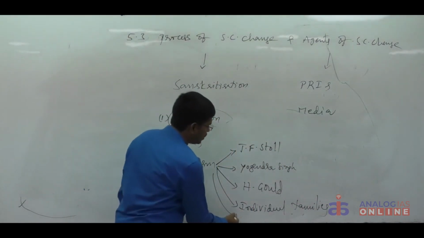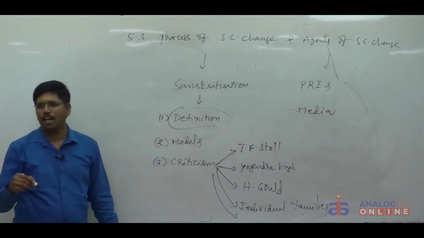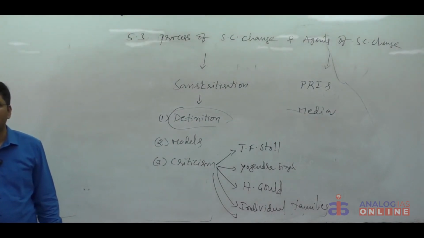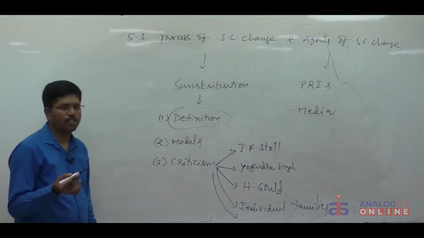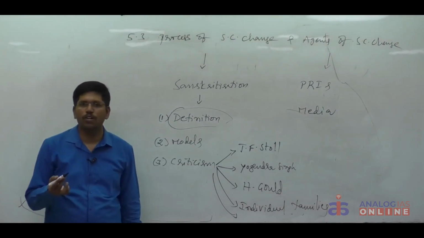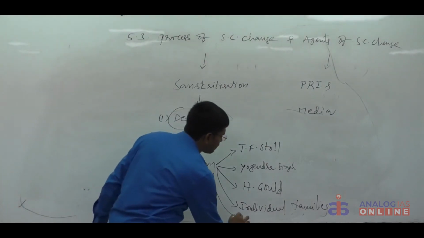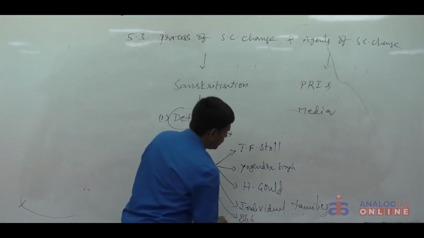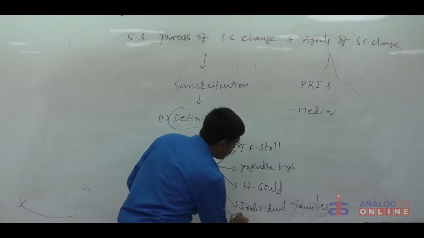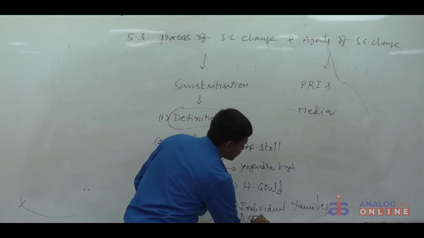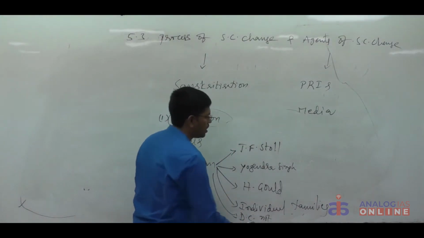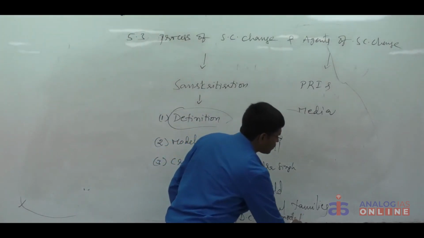And at the same time, according to M.N. Srinivas, the dominant caste acts as a model for Sanskritization. But if you go to Tamil Nadu, there is one place by name Kongu Nadu. In Kongu Nadu, Vellalas are the dominant caste people, but they adopted the Brahminic way of life. That means the dominant caste is not always the model caste.